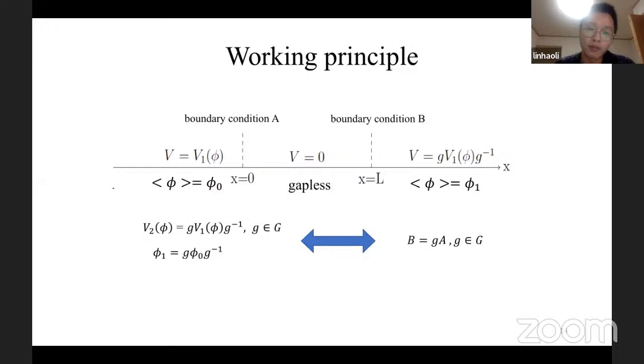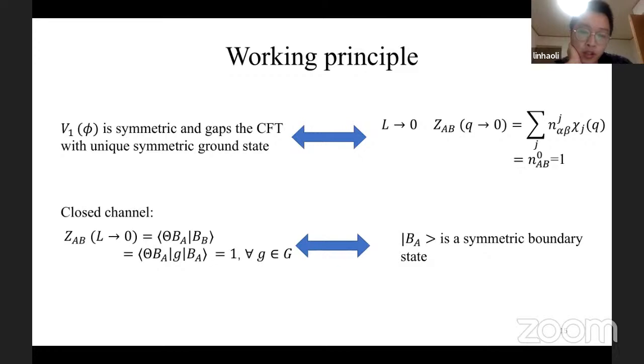Now, if V1 is symmetrical, the interactions in the regions x smaller than zero and x larger than L are the same. In the limit L goes to zero, this theory is fully gapped, and the partition function of the boundary conformal field theory is just that of this gapped phase, which is one. And from the expansion of the partition function, we know that the identity representation should appear in this Hilbert space just once.